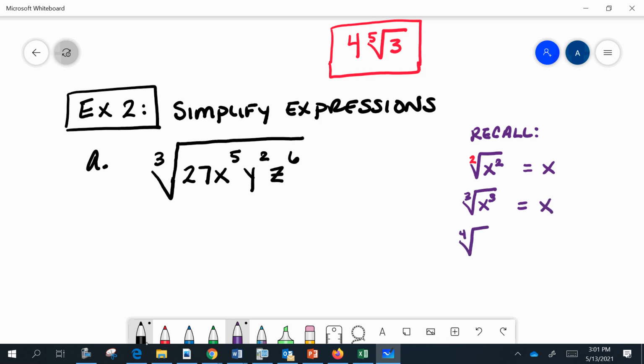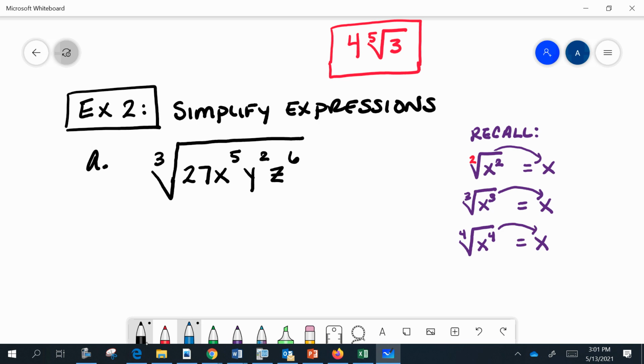What happens when we fourth root x to the 4th? It's going to cancel, we get x. So here's what I'm noticing: if it's a square root, every group of 2 x's will simplify to be x. In a cube root, every group of 3 x's will simplify to be x. And in a fourth root, every group of 4 x's simplifies to be x. Okay? So let's keep this in mind when we're doing this problem right here.